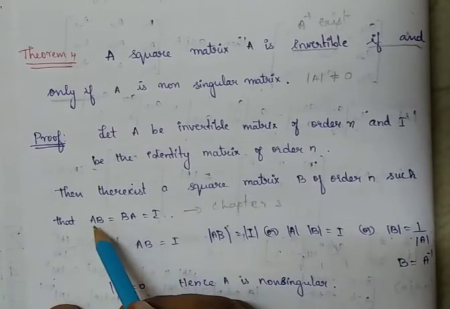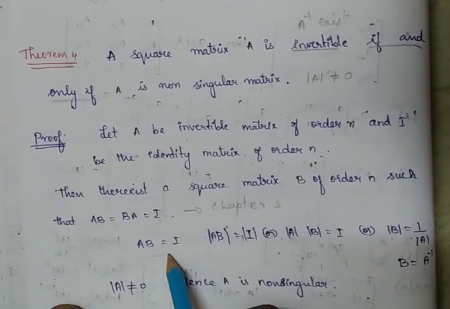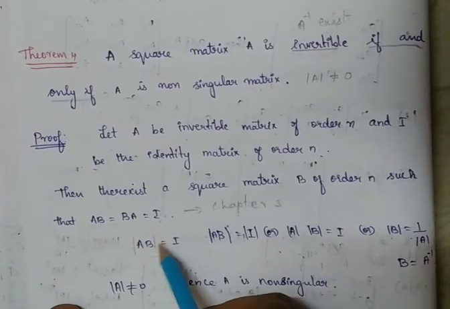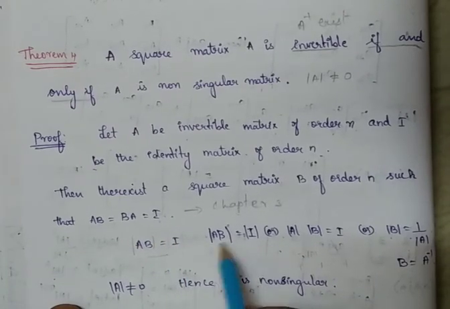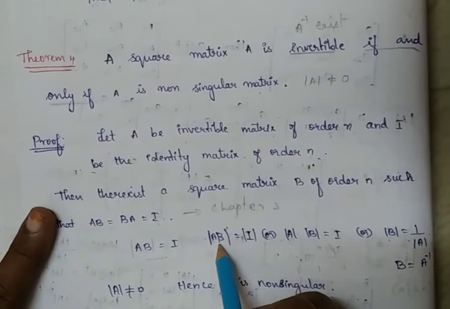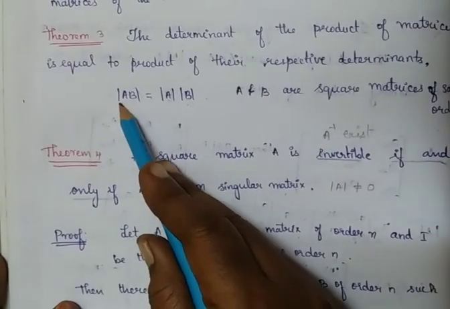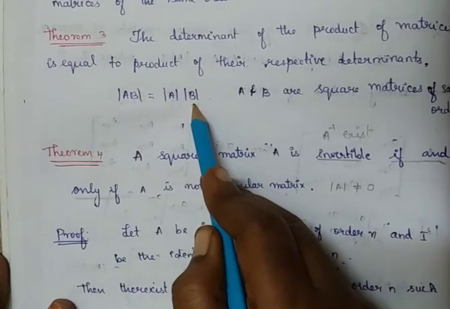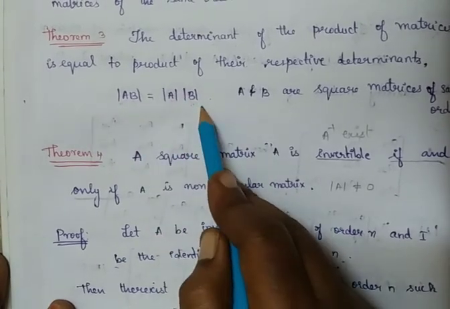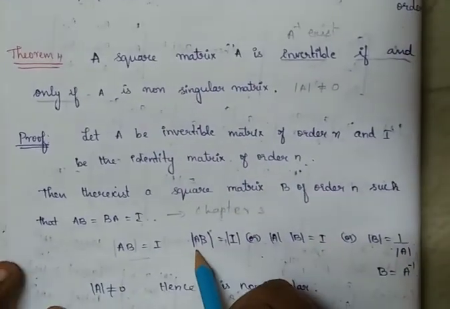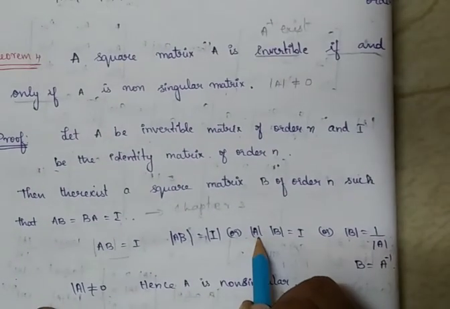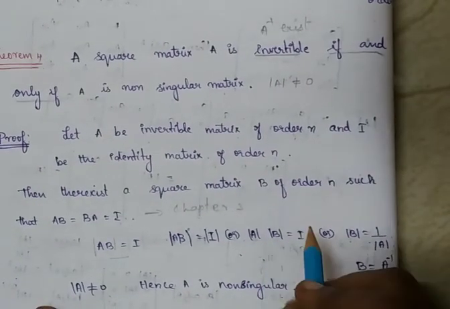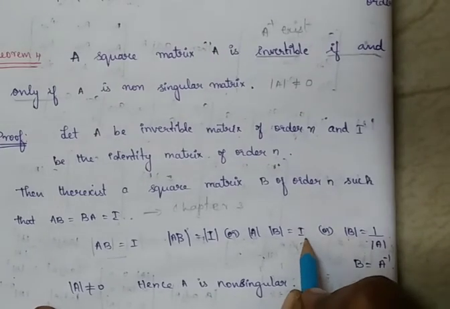Now let us take AB equal to I. Now apply the determinant on both the sides here. If I apply determinants, then just now we have learned in theorem 3 that determinant of AB is nothing but determinant of A into determinant of B. So instead of this I can write this one. So determinant of AB is equal to determinant of A into determinant of B, that is equal to determinant of I.